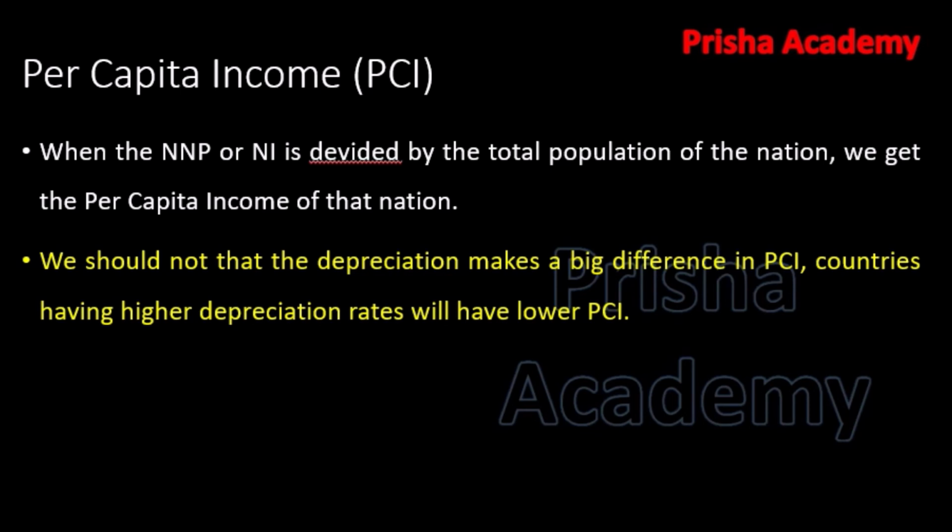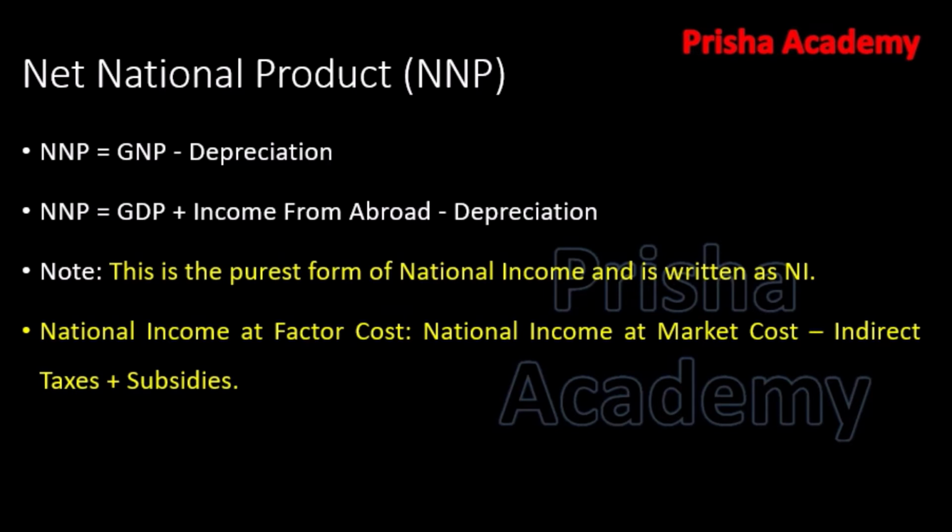Countries having higher depreciation rates will have lower PCI. If those countries have high depreciation, they will have lower per capita income. If you see the previous example here, NNP is calculated as GDP plus income from abroad minus depreciation. So if the depreciation figure is higher, your NNP will be lower, and the total per capita income will be lower. So if a country wants to increase its net national income, it can reduce the depreciation rates, and that will increase the NNP, and that will result in an increase in per capita income.